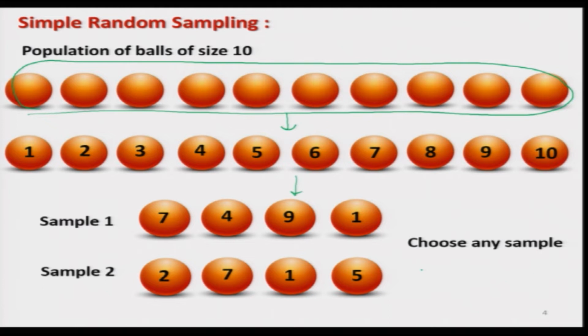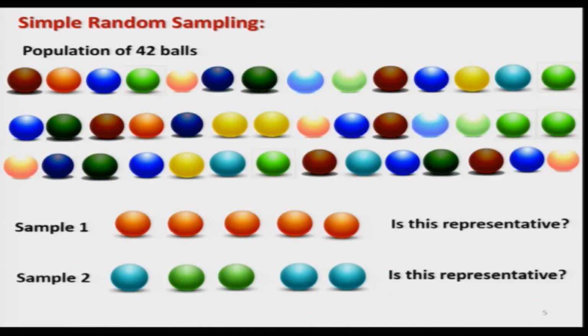Suppose the first sample comes out to be 7, 4, 9, 1 and the second sample comes out to be 2, 7, 1, 5 number of balls. You can choose any of the samples and they will give you a good outcome. And you can choose actually any ball.